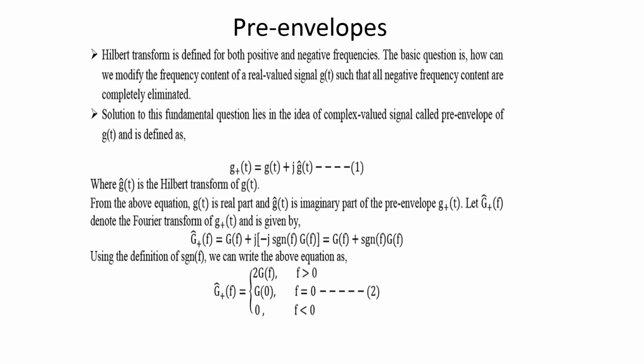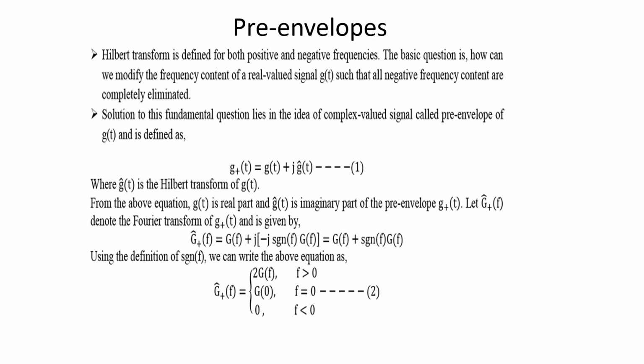Welcome you all to the second session of bandpass equivalent to low pass signals. Under this, the next topic is pre-envelopes. So, what is a pre-envelope, and how can it be extracted?